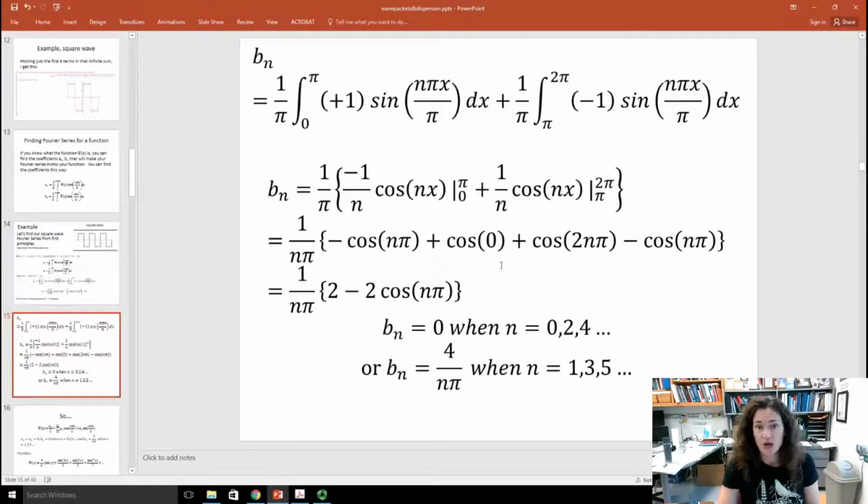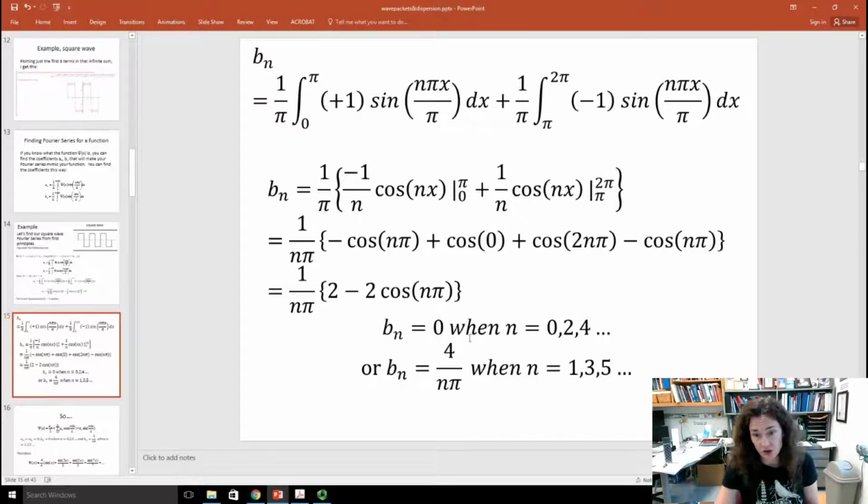Combining terms and remembering that cosine of 0 is 1, and cosine of 2 pi, 4 pi, 6 pi, 8 pi, and so on, is also 1, the cosine of 0 plus cosine of 2n pi gives me 2. So here I have 1 over n pi times 2 minus 2 cosine of n pi.